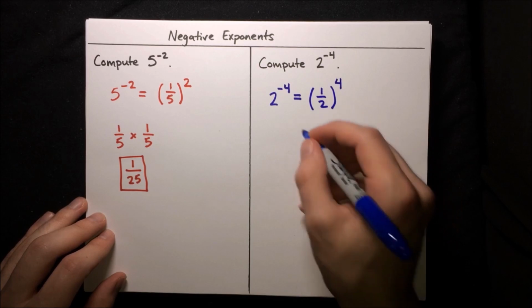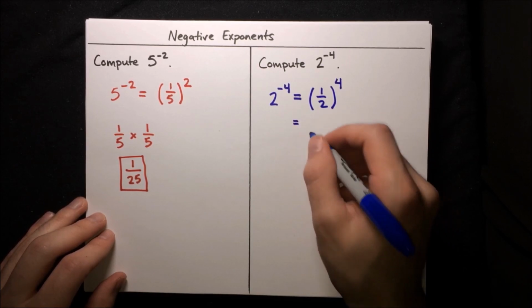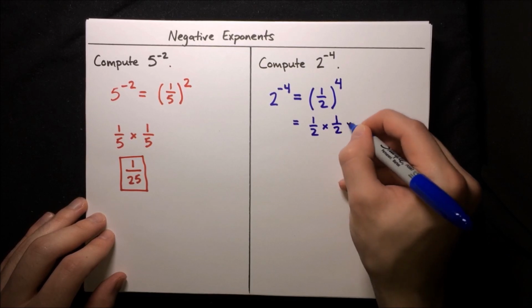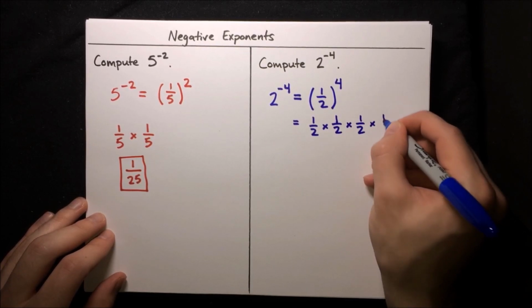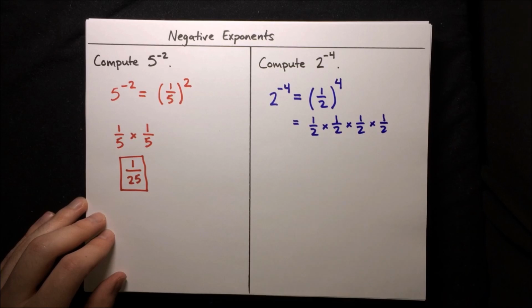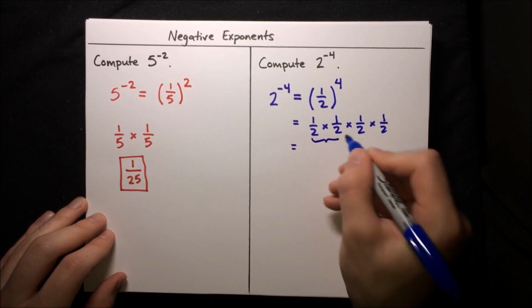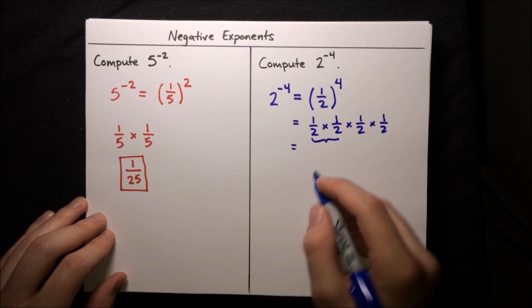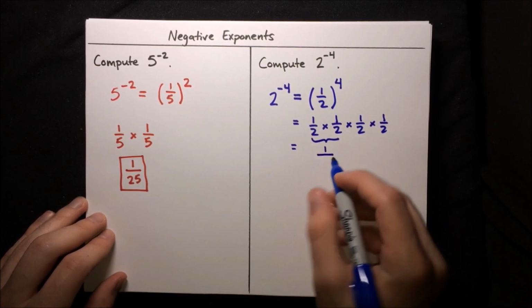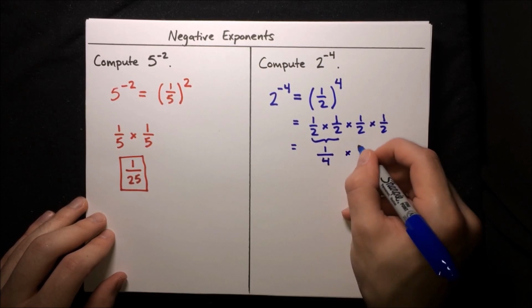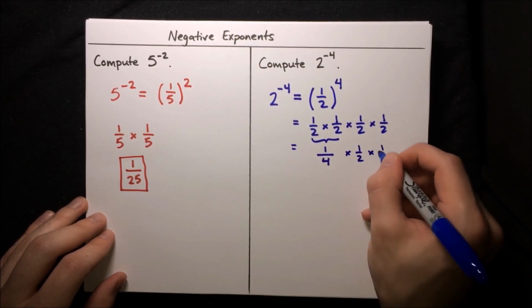A half to the fourth, well, that's just a half multiplied 4 times, so a half times a half times a half times a half, 1, 2, 3, 4, and then we've just got to multiply this. So let's take the first two halves, a half times a half, well, 1 times 1 is just 1, over 2 times 2 is 4, and then we've still got our times a half times a half.